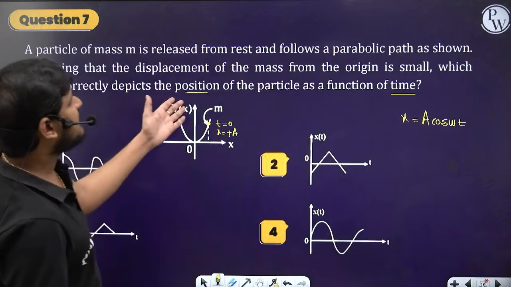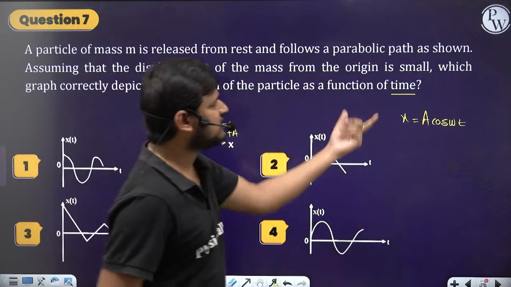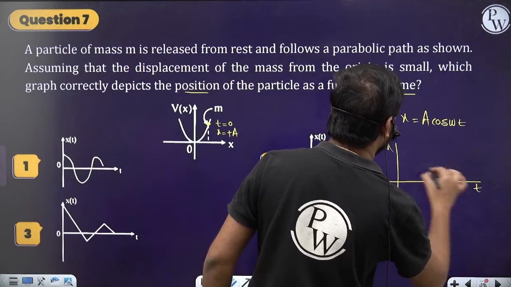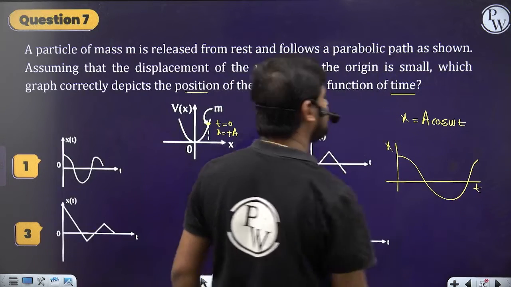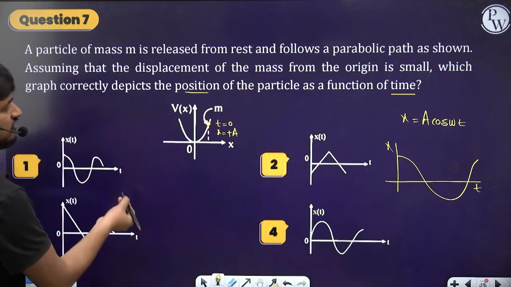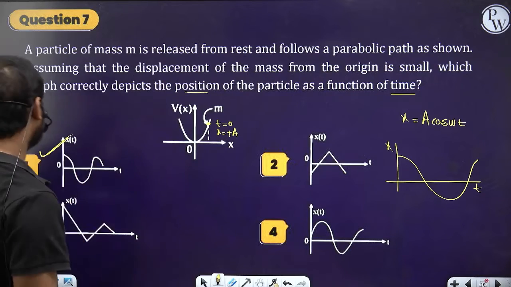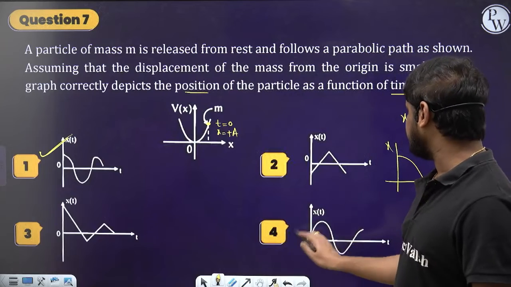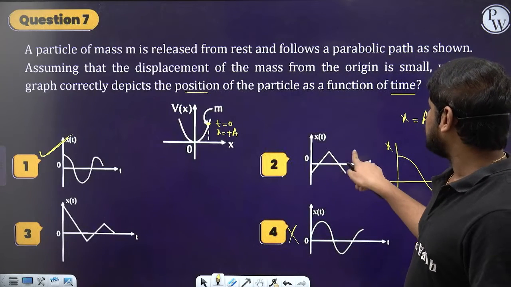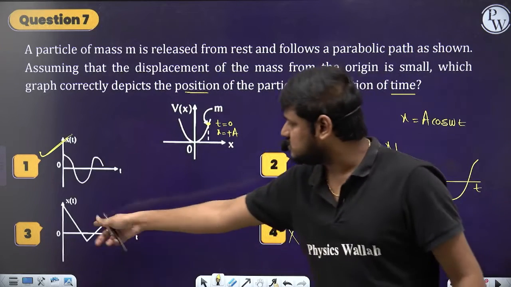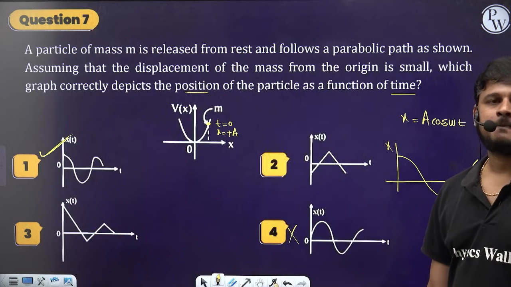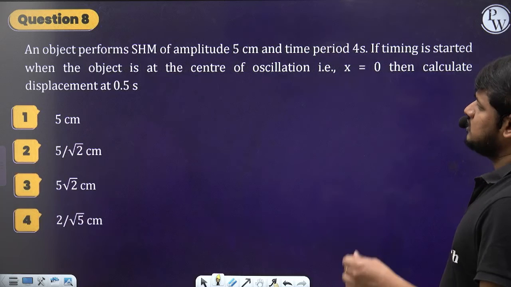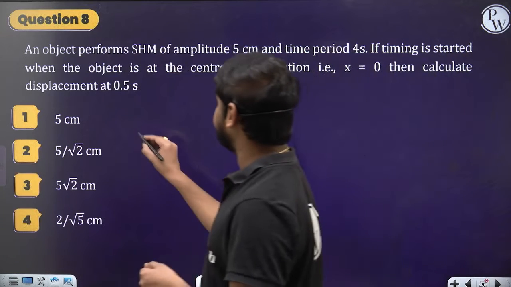Then I need the x position versus time. x equals a cos omega t. So the x versus t curve starts from the maximum position. So the correct graph is option 1. I could see directly, 0 you can eliminate. This you can eliminate. The graph should not be like this for the cos. This is also not a cos graph. Done, everyone? Sure. So the next question.